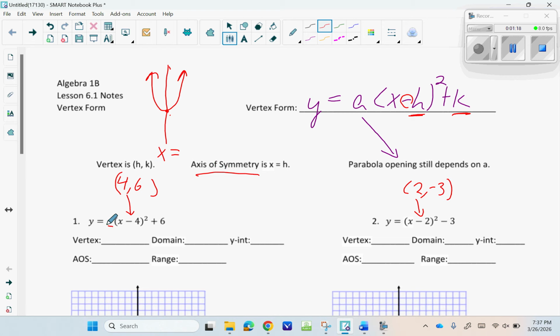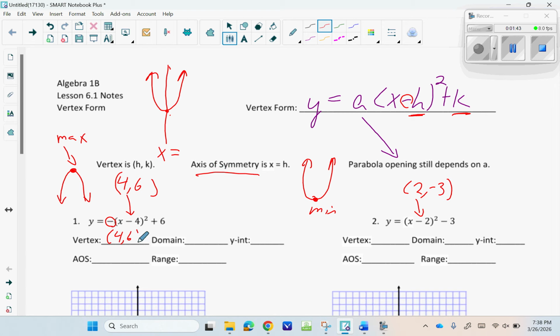One of the first things that I notice is that this is opening down. So it looks like this, and this is called a maximum. If it opens up this way, this is called a minimum. Okay, so this has a maximum value, and let's go ahead and get caught up.